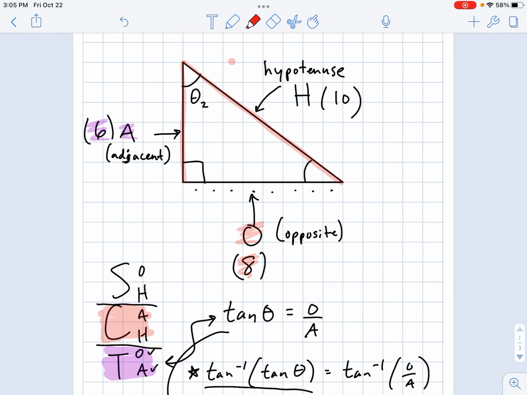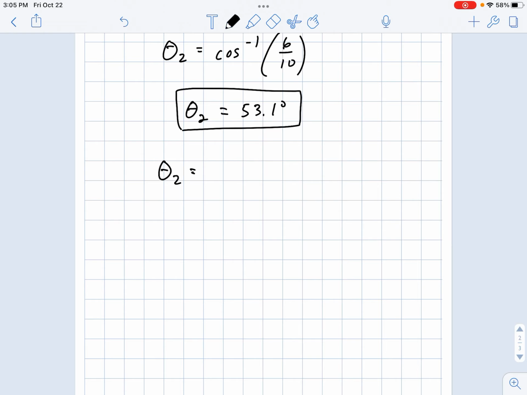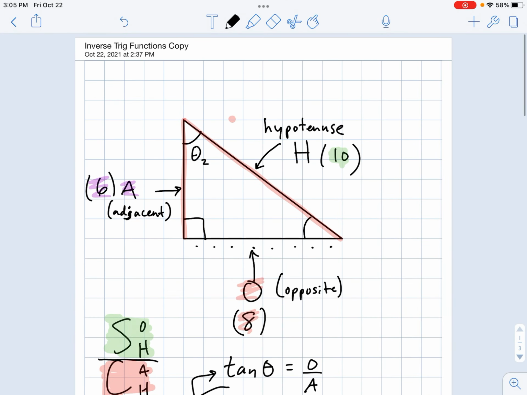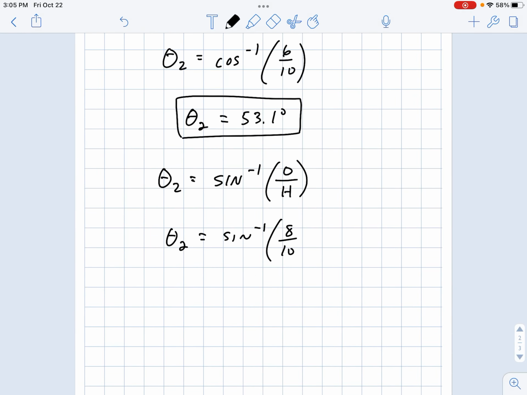What if we wanted to use sine? Let's highlight that relationship right here, opposite and hypotenuse. The opposite is 8, and the hypotenuse is 10. So let's write out our formula. We could have said theta 2 is equal to inverse sine. SOHCAHTOA, right? There we go. Let's substitute in inverse sine of the opposite side 8 divided by the hypotenuse 10. And then we should get 53.1 degrees yet again.